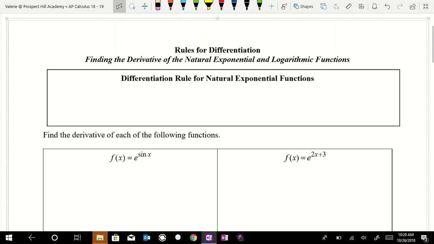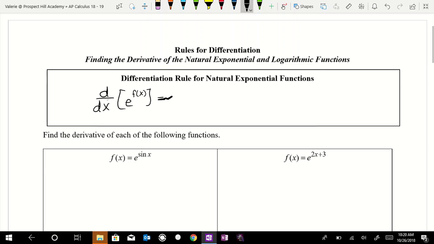Pages 91 and 92, Rules for Differentiation, Finding the Derivative of the Natural Exponential and Logarithmic Functions. Okay, so the differentiation rule for the natural exponential functions, so e to the x, goes as follows. The derivative of e to some function is equal to e to that function times the derivative of that function.